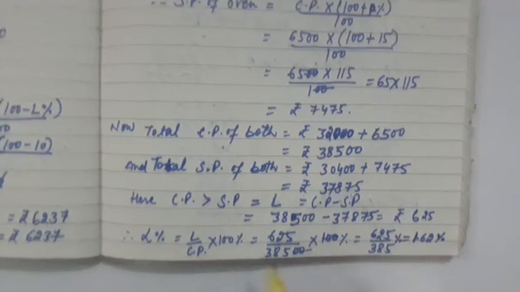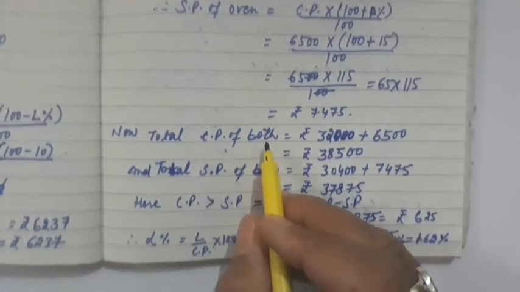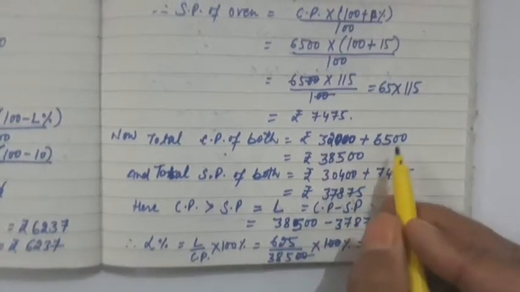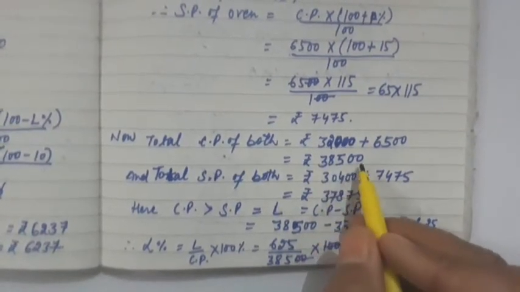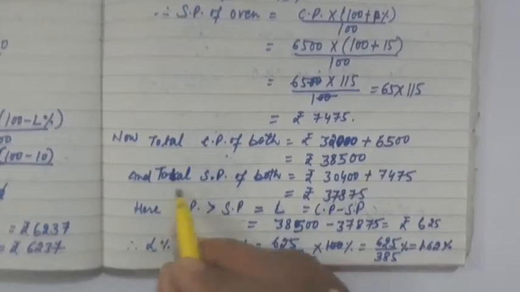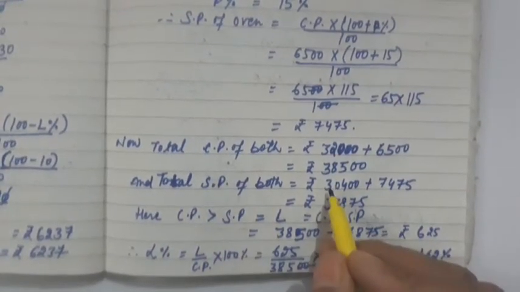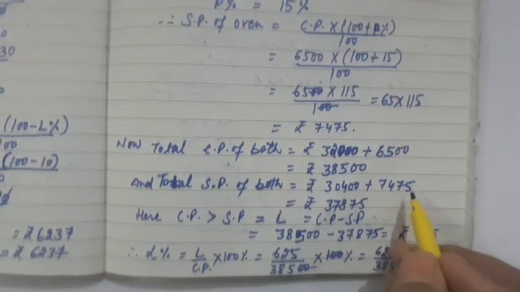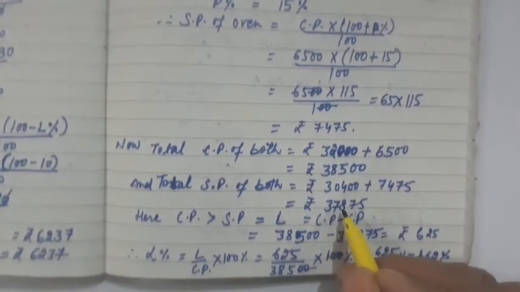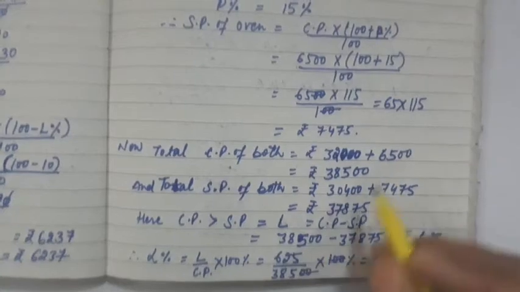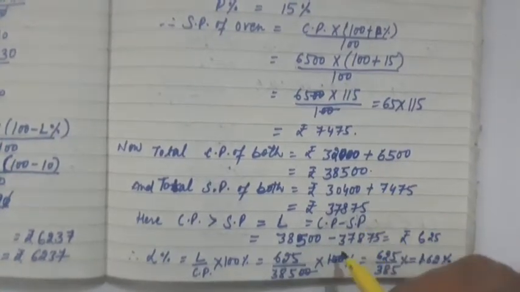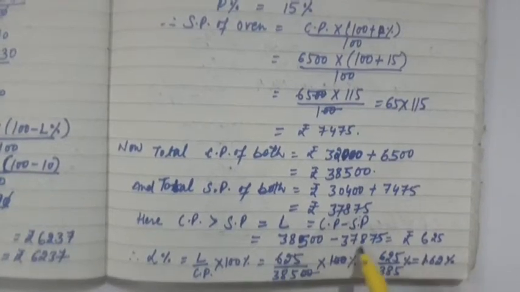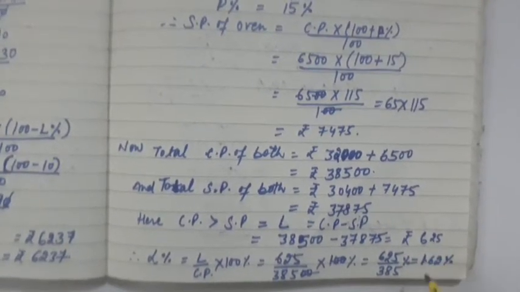In this case, the total CP of both the computer and the microwave oven is 32,000 plus 6,500, which is equal to 38,500. And the total SP of both is 30,400 plus 7,475, which is equal to 37,875. It means CP is greater than SP. So he has a loss, and loss is equal to CP minus SP, that is rupees 625.